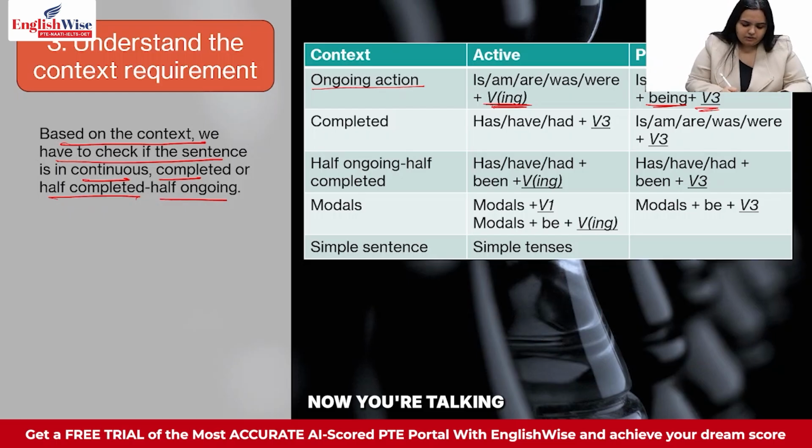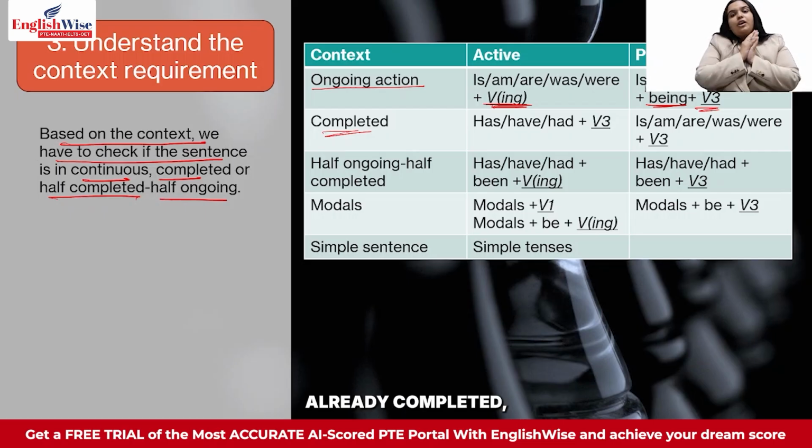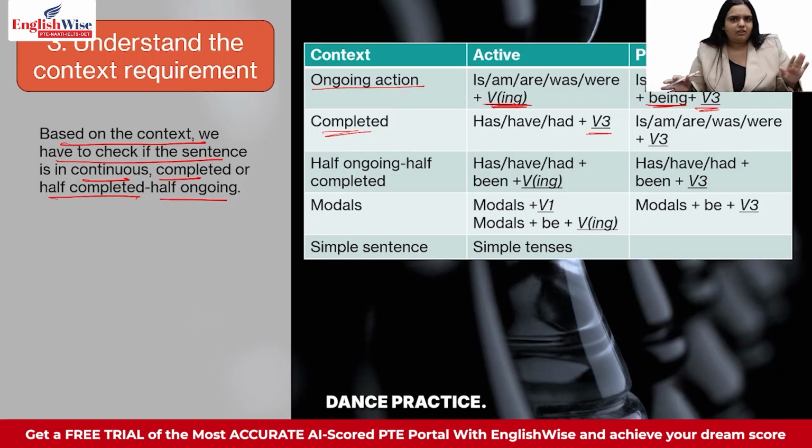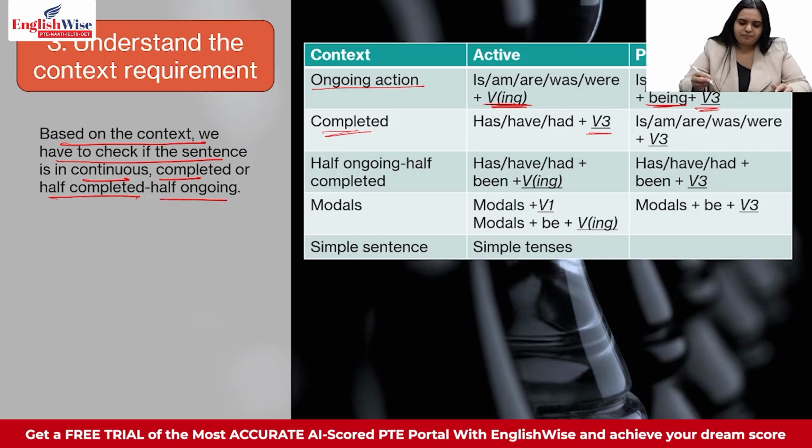Now, when you're talking about a completed action, an information or an action which is already completed, this is how you use your active and passive voice. You use has, have, had plus V3 for your active voice. Like when I went into the room, she had completed the dance practice. It was all done and dusted.